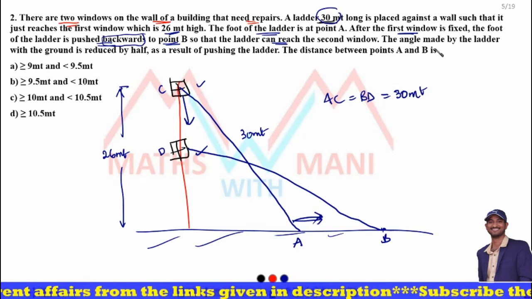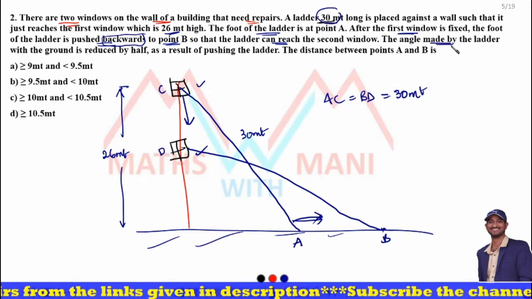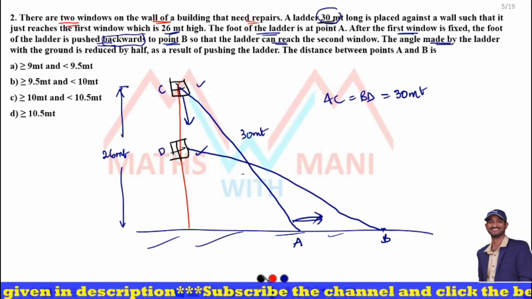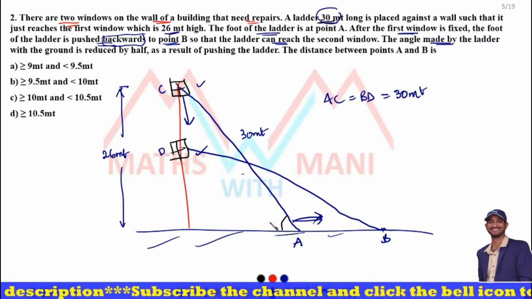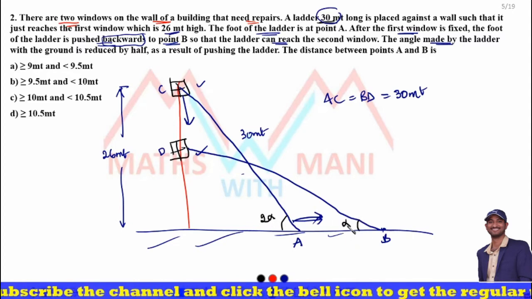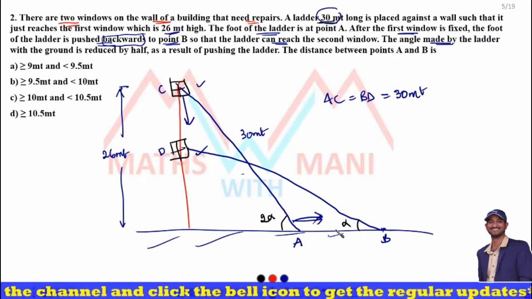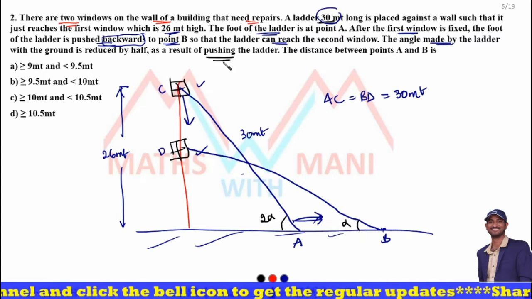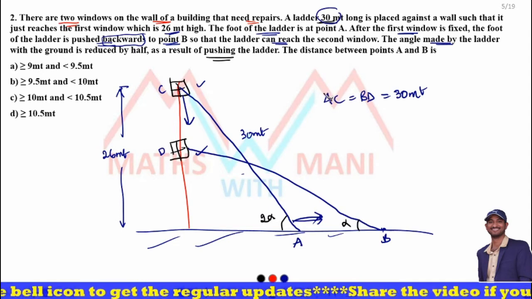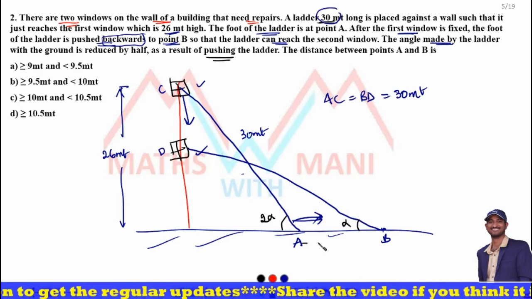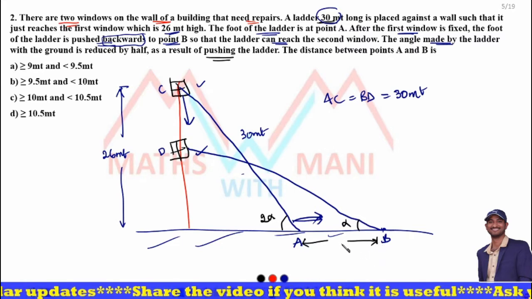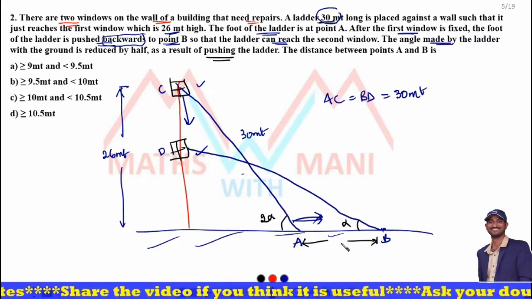What happened next? The angle made by the ladder with the ground is reduced by half. That means if initially the angle is 2 alpha, then now it becomes half of 2 alpha, which is alpha, as a result of pushing the ladder. Then what is the distance between A and B?